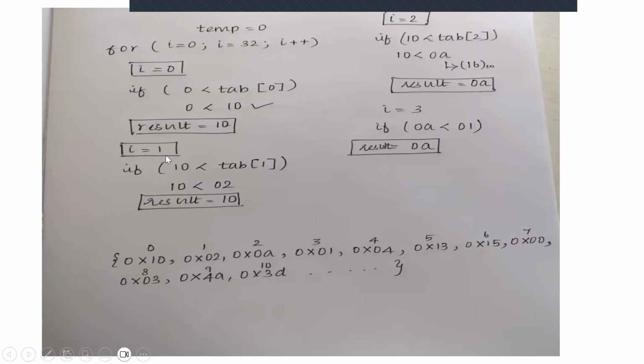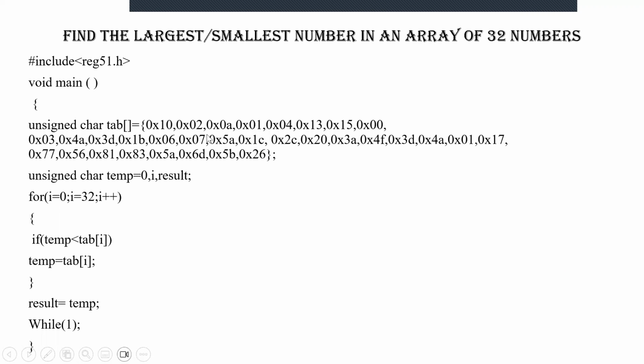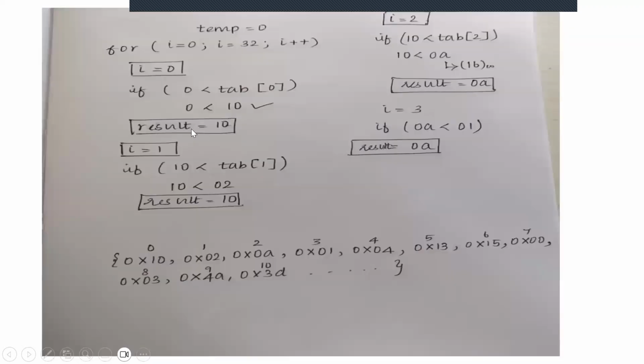So here you can see the calculation for temporary equal to 0, i equal to 0: 0 is lesser than 10, so the result will be 10. Now i is incremented, i is equal to 1. So what happens if now the temporary value is 10? 10 is lesser than tab of 1. What is the tabulation 1 value? 0x02. So is 10 lesser than 02? No, it is not satisfied. So the result will retain the same 10. Comparing 10 and 2, 10 is the largest number.